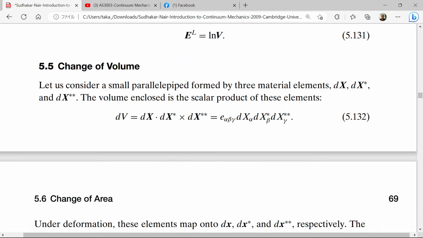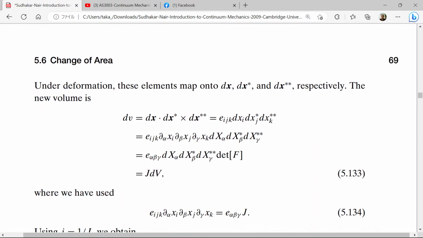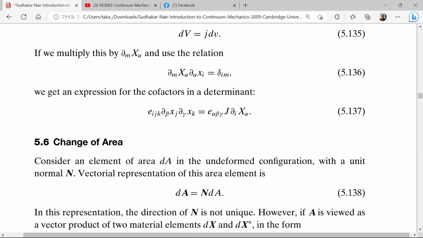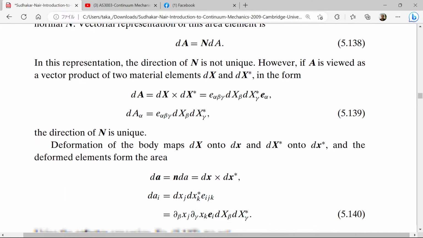Logarithmic strain, change of volume, change of area.